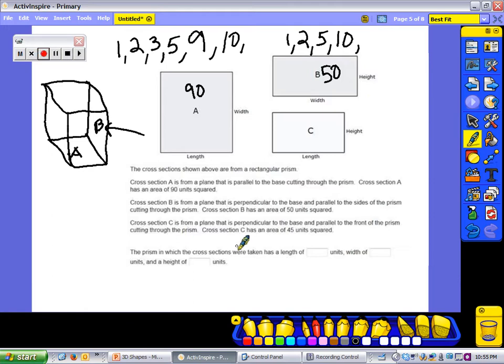Okay, cross-section C is from a plane that is perpendicular to the base and parallel to the front of the prism. Okay, so the front of the prism. Let me go back and label some stuff here. So A is this part down here. So that was A. And B was the side over here. B is this guy over here. And then C would be the front. And the front looks like this.